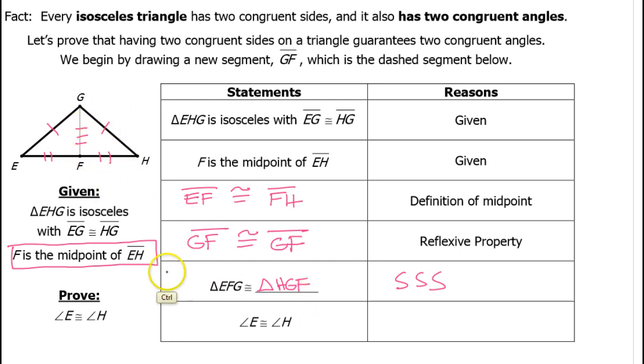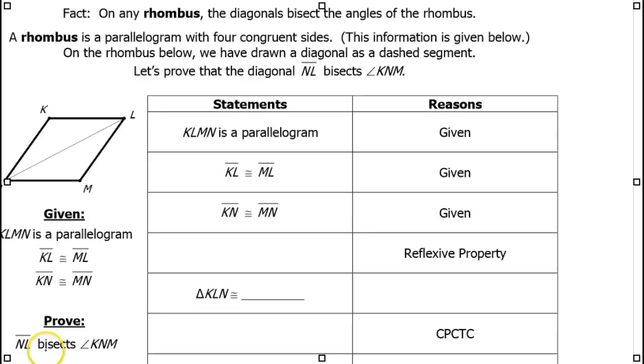Now that we have proven that the triangles are congruent, any corresponding parts will be congruent, including E and H. These are corresponding parts of congruent triangles. So we know that corresponding parts of congruent triangles are congruent. And there we proved it.